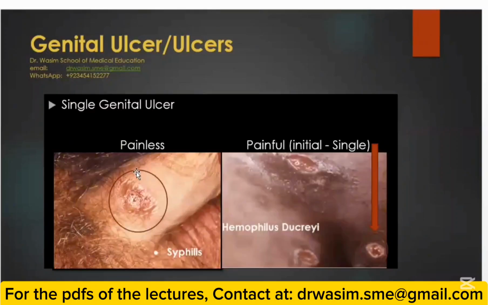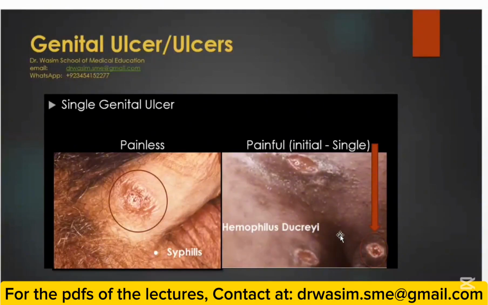Now let's look into the pictures of the single genital ulcer. If this is a single genital ulcer and is painless, then this is because of syphilis. But if the genital ulcer is single and is painful, or initially single and is painful, then this is because of Haemophilus ducreyi. Here you can see that there are multiple genital ulcers.